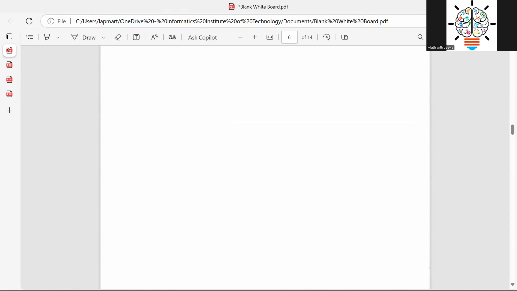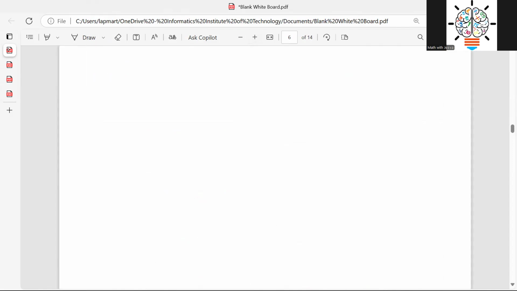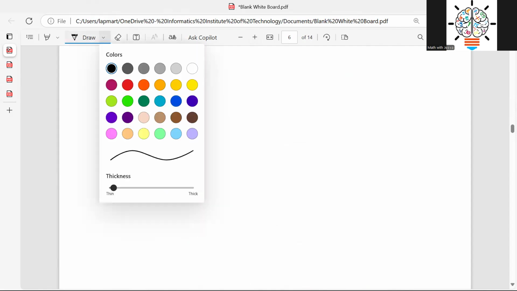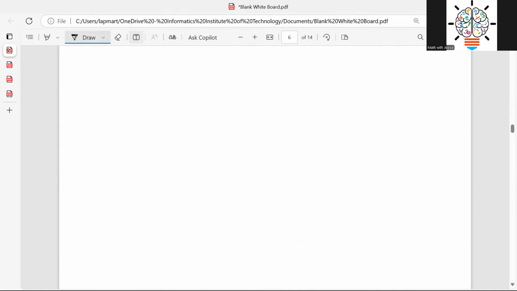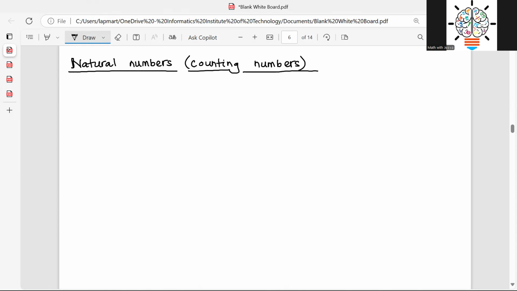The first thing I want to explain to you, children, here we are talking about the different types of numbers. Now, the first type of number you want to learn here is the natural numbers, right? So what are natural numbers? Natural numbers. Another name we use for this is counting numbers, right? Counting numbers. Okay, so you underline this and you write what natural numbers are.